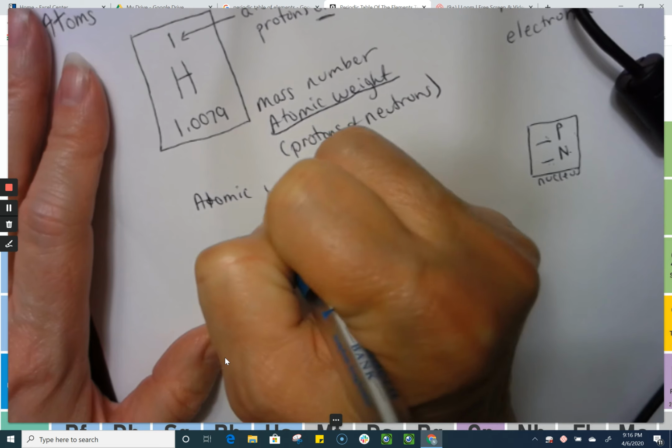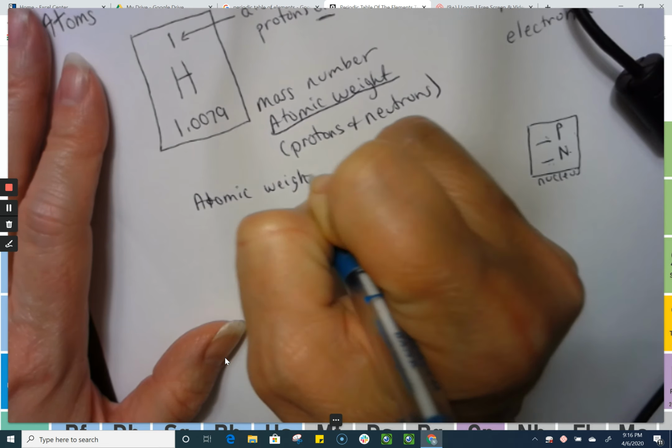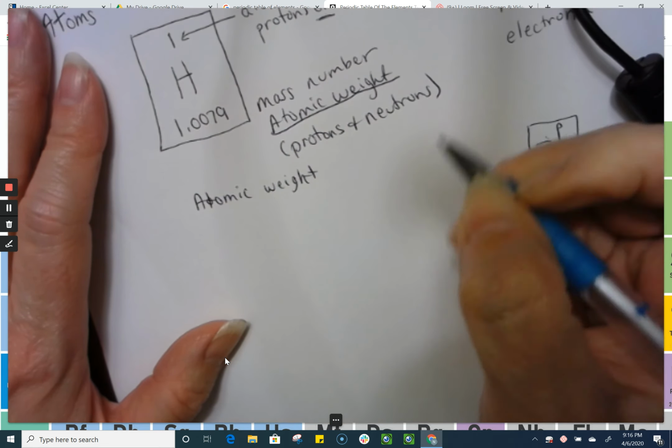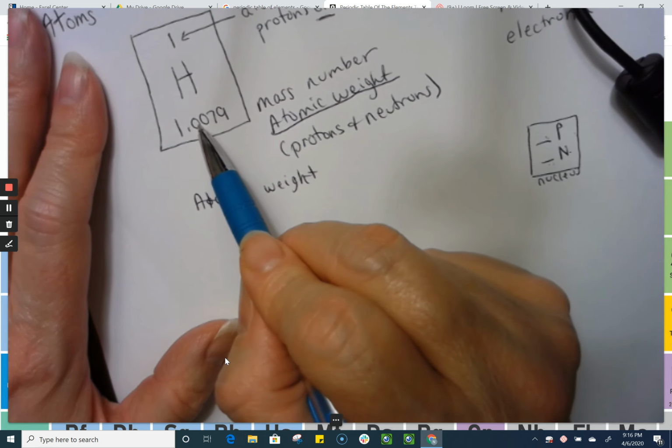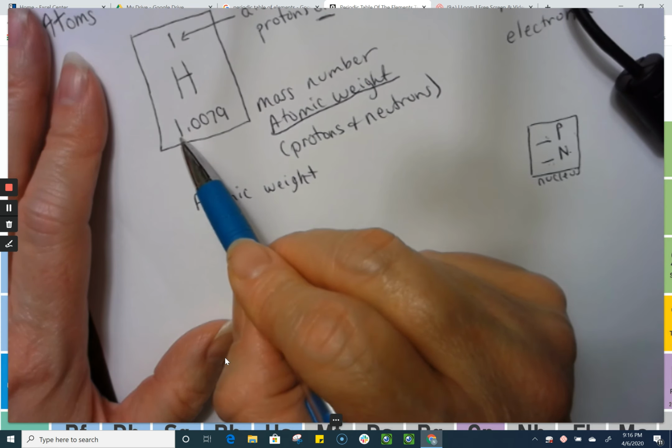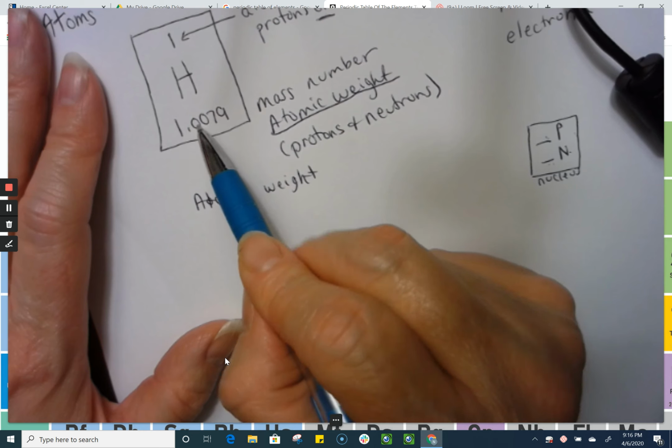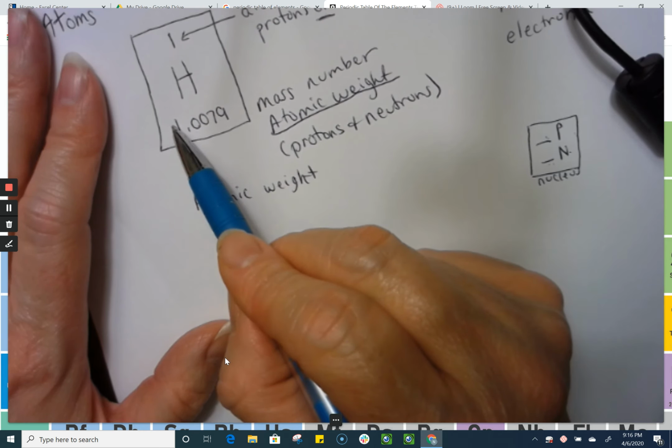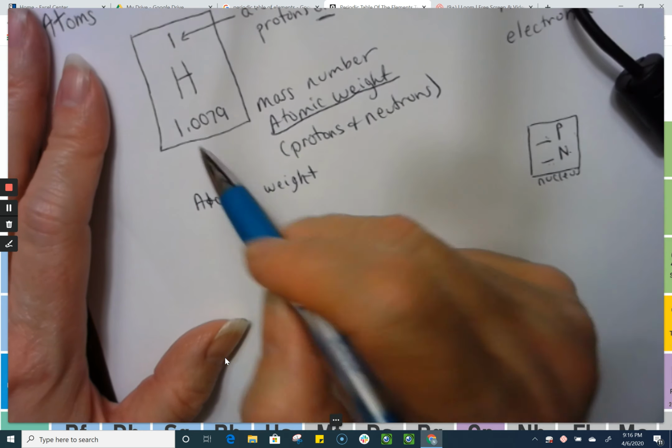We round the atomic weight to the nearest whole number. If the digit is 4 or smaller, it reverts to this number. If it is 5 or higher, you go up to the next whole number.